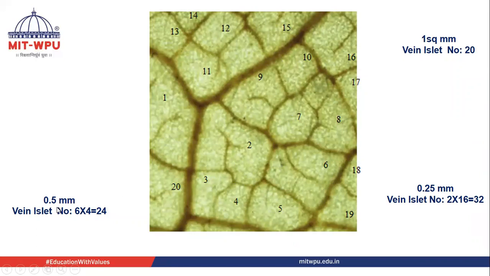If we take 0.5 mm and get 6 vein islets, multiplying by 4 it will be 24 islets. And if in 0.25 mm we get 2 islets, then multiplying by 16, there will be 32 islets. So in this way, we determine the vein islet number.